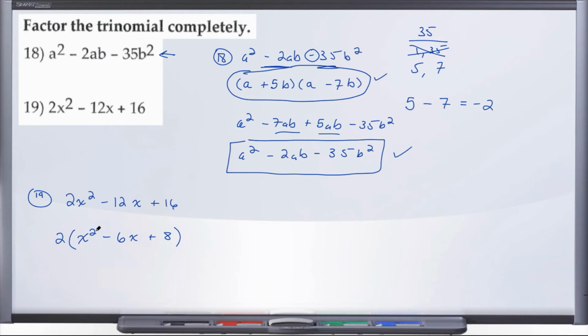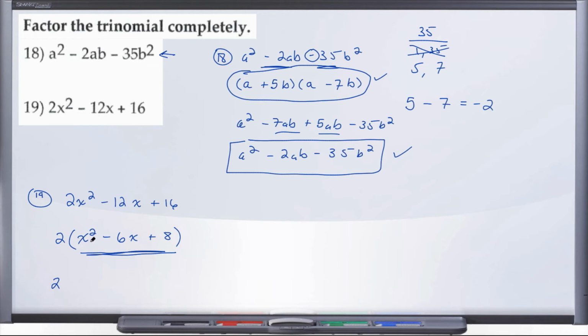Because 2 times x squared is 2x squared. 2 times -6x is -12x. And 2 times +8 is +16. All right, so now let's go ahead and factor this trinomial just like we've been doing with the previous few questions we've been working with. So we have our 2 out front, that's what we factored out.